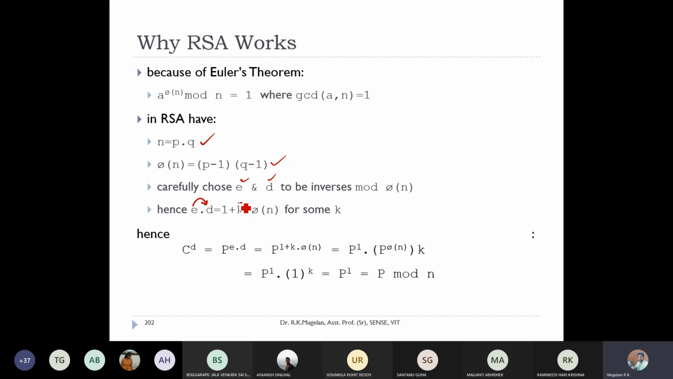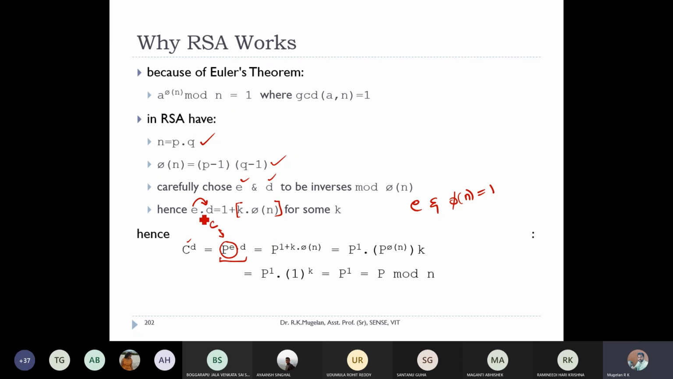And why does this k dot phi of n come into the picture? We already saw the relationship between E and phi of n: the GCD between these two is 1. So for any value in terms of your ciphertext, C is written as P power E, and the plaintext is recovered as C power D, which is P power E into D, because this is nothing but the value of my ciphertext, right?